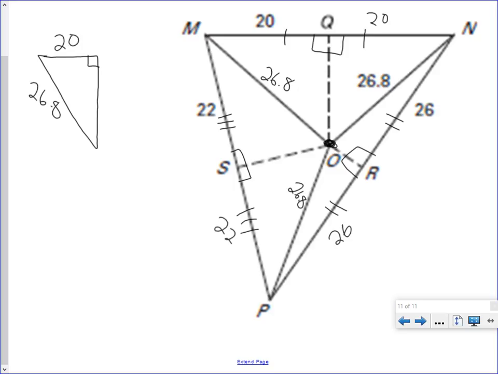For example, if I'm looking at MQO, 26.8 is playing the role of the what of a right triangle? The hypotenuse, very good. The 26.8 is playing the role of the hypotenuse. The reason that it's the hypotenuse is because it's across from the right angle. Also, the hypotenuse will always be the longest segment. The reason that it's the longest segment is because it's across from the largest angle.